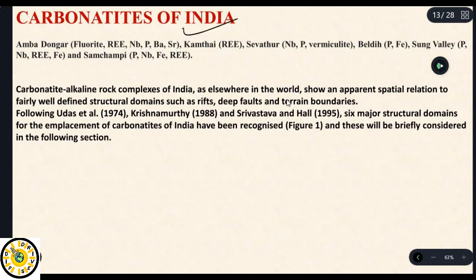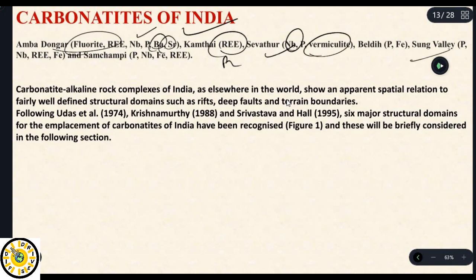So where is carbonatite found? Ambadongar, normally a fluorite deposit that contains niobium, barium, strontium, Kamthai, rare earth mineralization, Sevattur, niobium content will be there, vermiculite, Beldih, Sung Valley. I will not go into the detail, because whenever I talk about carbonatite petrogenesis I will discuss that part. And for the tectonic setting, normally carbonatite alkaline complexes are found in some major structural domains.